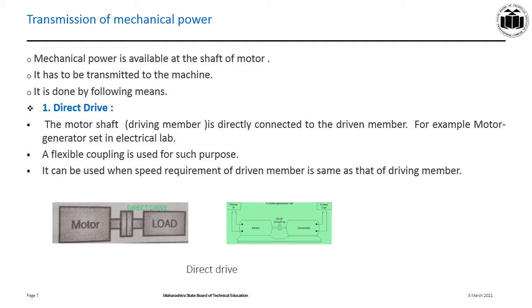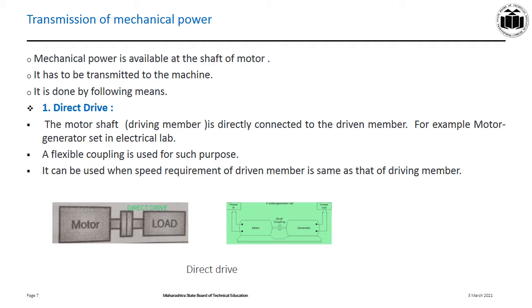Transmission of mechanical power. So, the mechanical power is available at the shaft of motor. Now, this power is to be transmitted. So, it is done by, say, direct drive. So, the motor shaft is directly connected to the driven member.